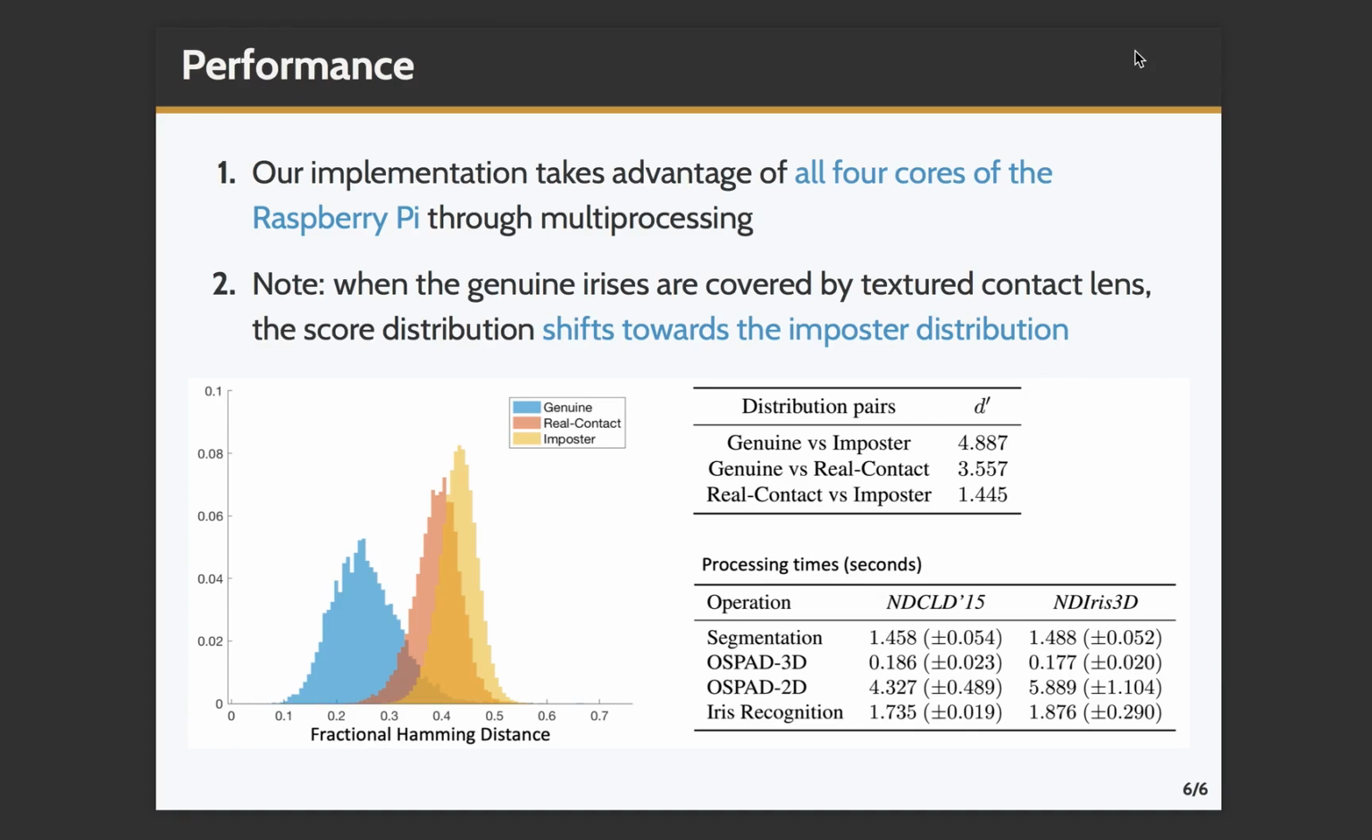In the tables here, we see that our method performs with high accuracy, separating the genuine and imposter groups very well. The processing times are also tested on the NDCLD15 and NDIRIS 3D datasets. We see that the entire system is very efficient, given that it is run on such a small Raspberry Pi.